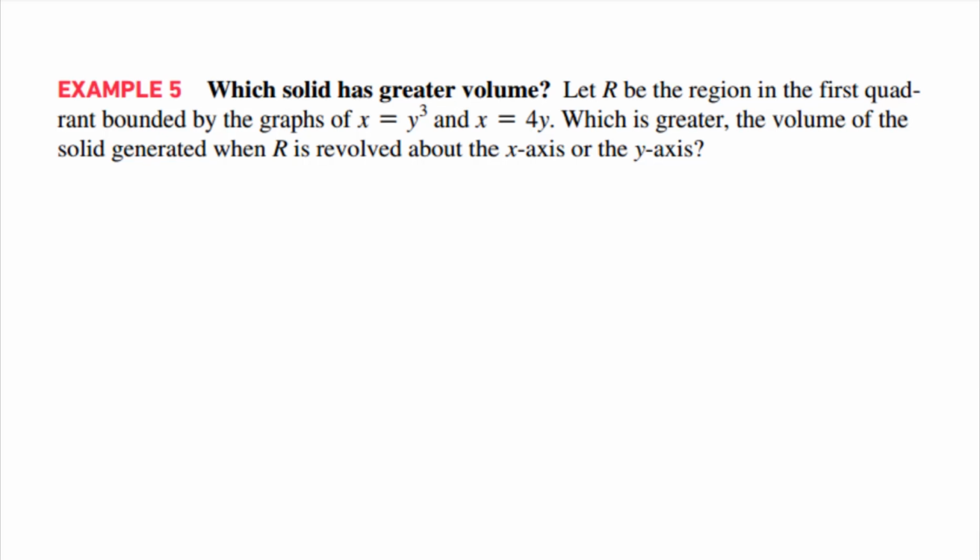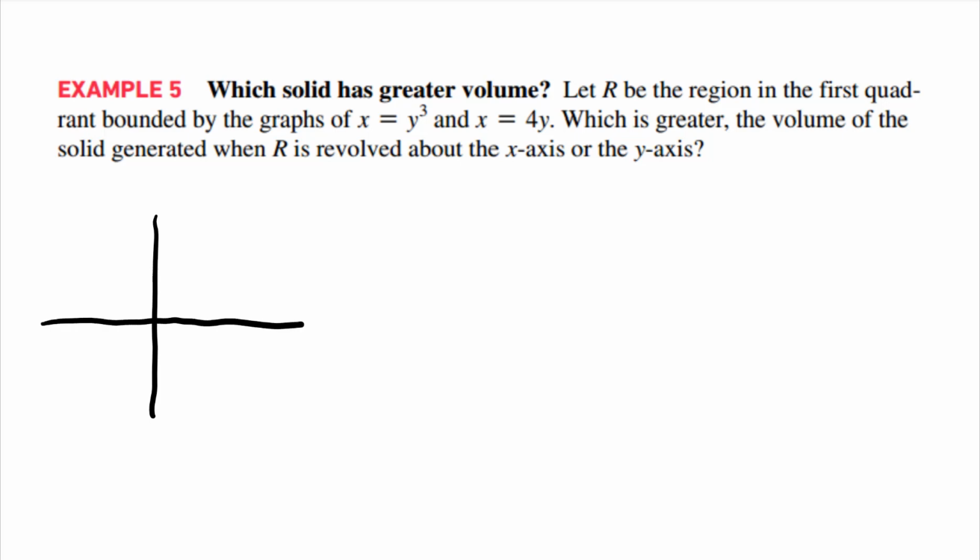We're going to figure out which solid has greater volume. Let R be the region of the first quadrant, bounded by the graphs of x equals y cubed and x equals 4y. Notice it's x equal to stuff in terms of y, and x equal to more stuff in terms of y. Which is greater, the volume of the solid generated when R is revolved about the x-axis or the y-axis? Let's see how we would set this up.